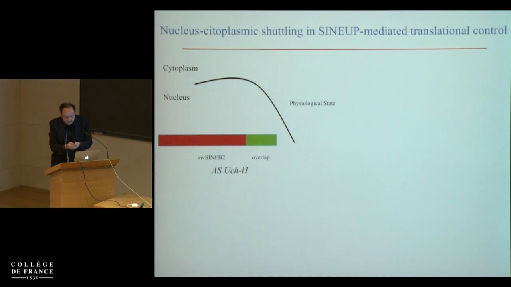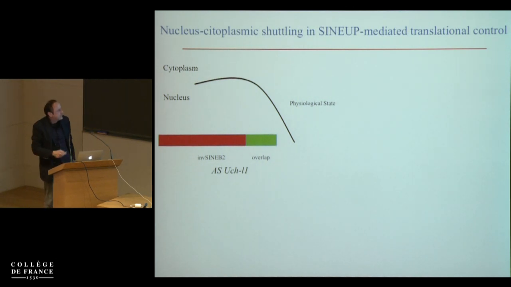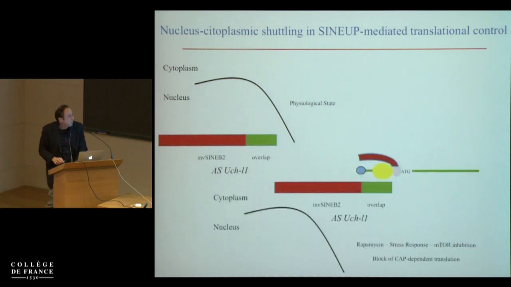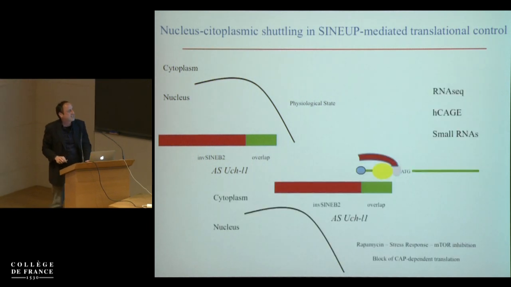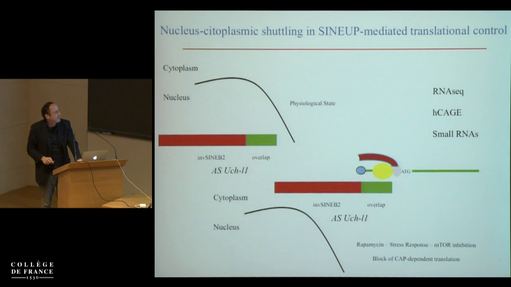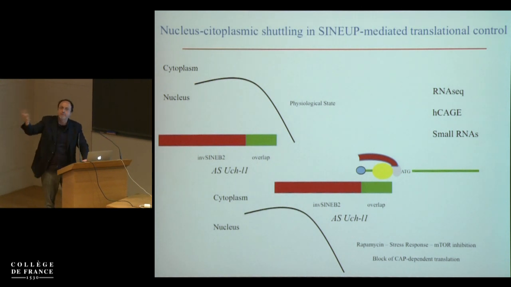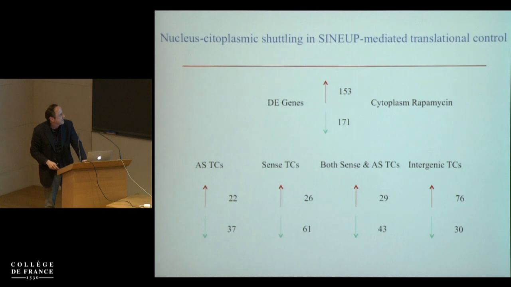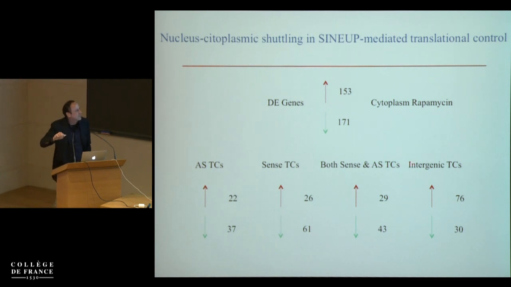Since then, in testing this model, the first thing that we did was look at different RNA-seq, HeliScope CAGE, and small RNA data, to identify the type of RNA that shuttled from the nucleus to the cytoplasm upon rapamycin. We found several differentially expressed genes in the cytoplasm upon rapamycin. What was interesting is that an important fraction of the genes that shuttle are components of the sense and the antisense of the very same gene, in the very same sense-antisense pair.